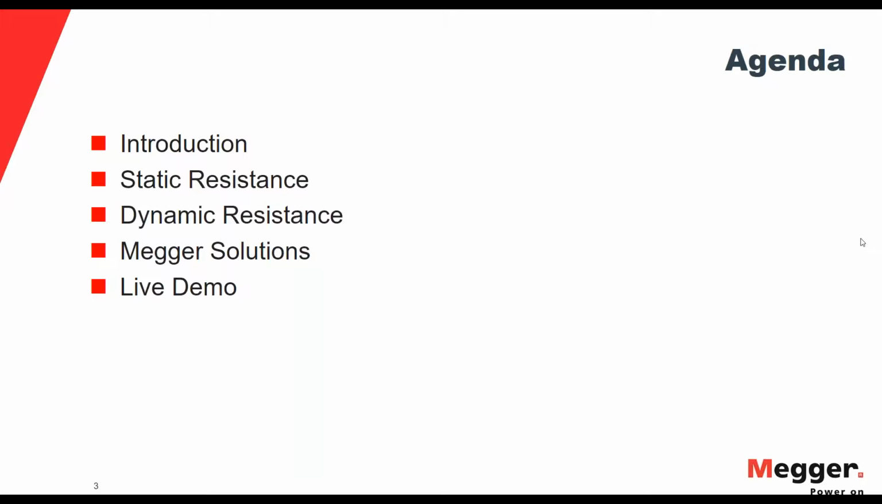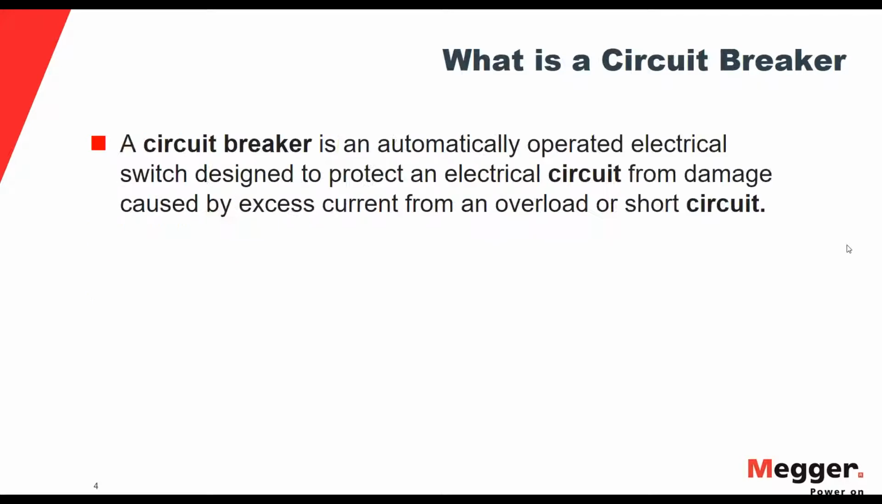So starting with the introduction. First, what is a circuit breaker? It seems a very simple answer for that. It's a switch that we operate in faulty condition or even in normal condition to break the circuit and protect our asset from, for example, overload or short circuit currents.